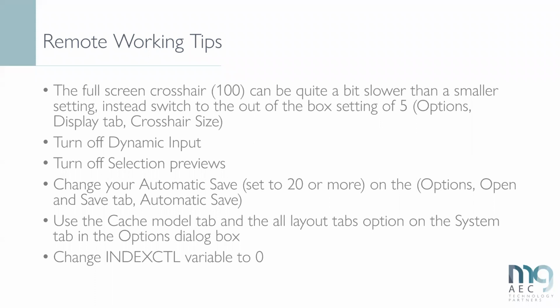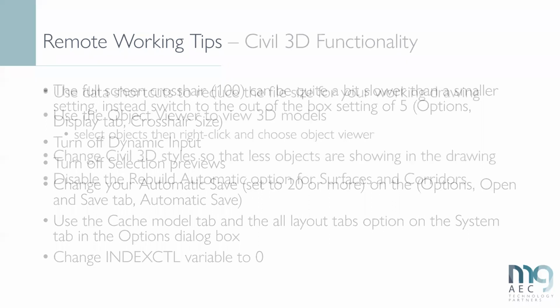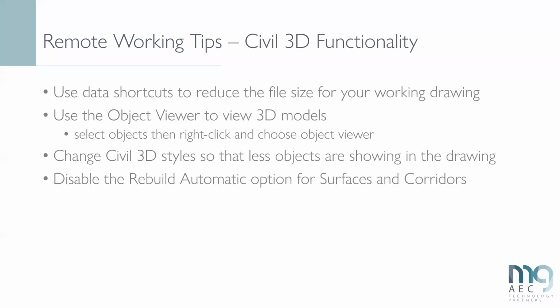Use the cache model tab and all layout tabs option on the system tab in the options dialog. Change your index CTL variable to 0. So this disables the indexing of layers, which can also increase that efficiency. Then some specific Civil 3D functionality. I'm assuming we're all using data shortcuts, but definitely leverage the power of data shortcuts to reduce that file size, especially when you're accessing items remotely.